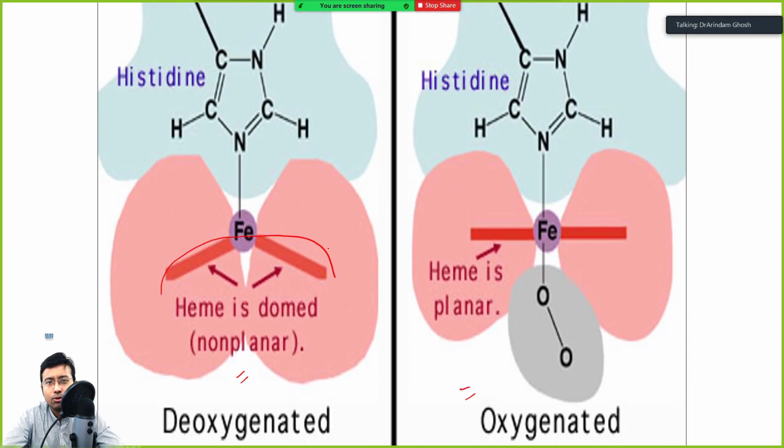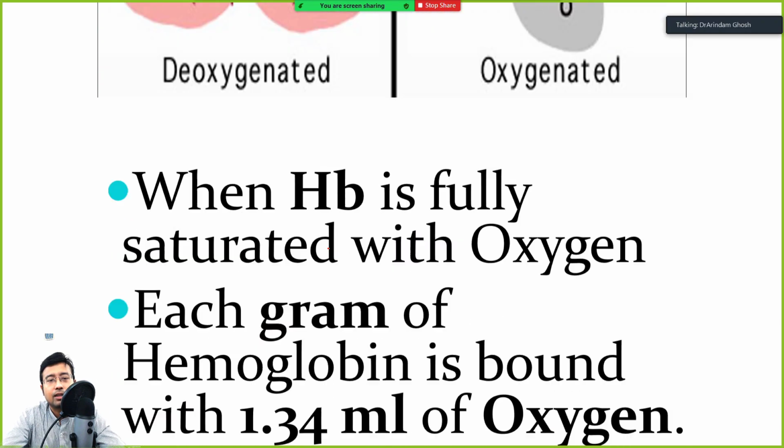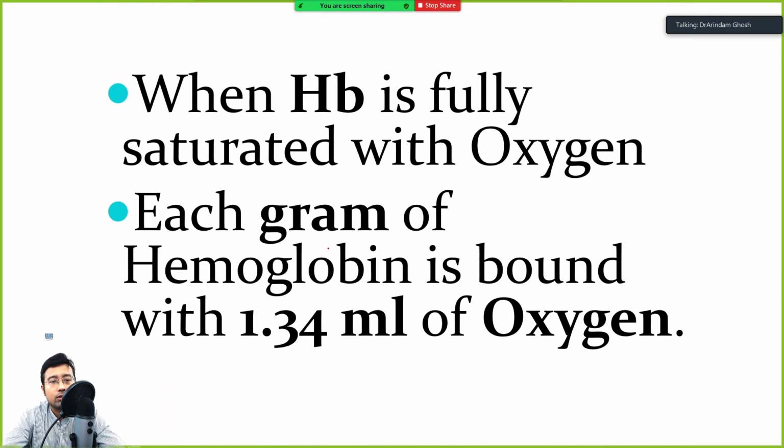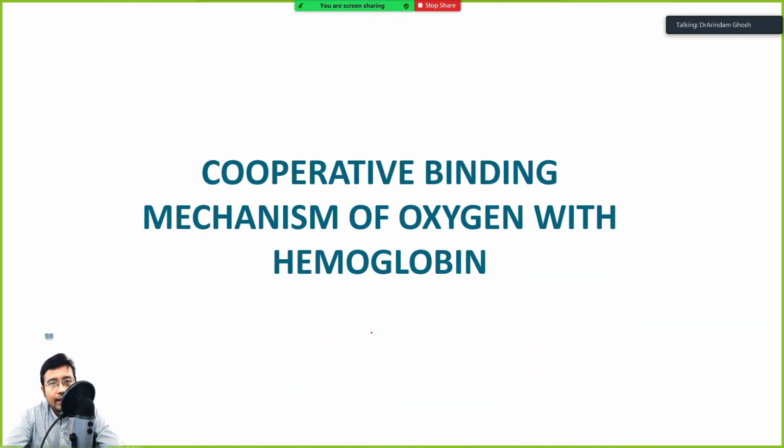Just a few things, after which I will wrap up this class. When hemoglobin is fully saturated with oxygen, each gram of hemoglobin is bound to 1.34 ml of oxygen. Just know this, not essential for you to remember. In the next class, we'll be discussing the mechanism of cooperative binding of oxygen. Cooperative binding of oxygen means that when one molecule of oxygen binds, it facilitates binding of more molecules of oxygen. Anyway, this is about the progress till this class.